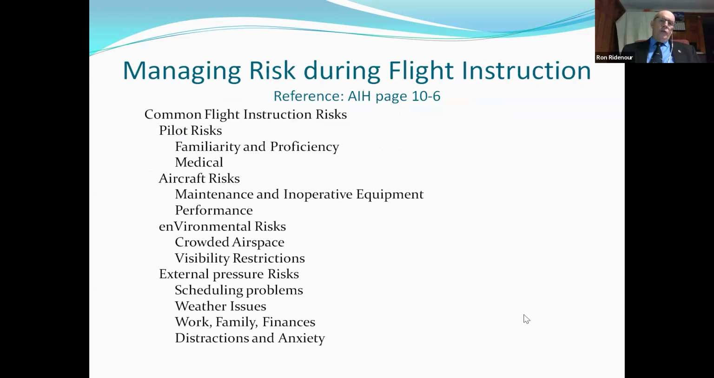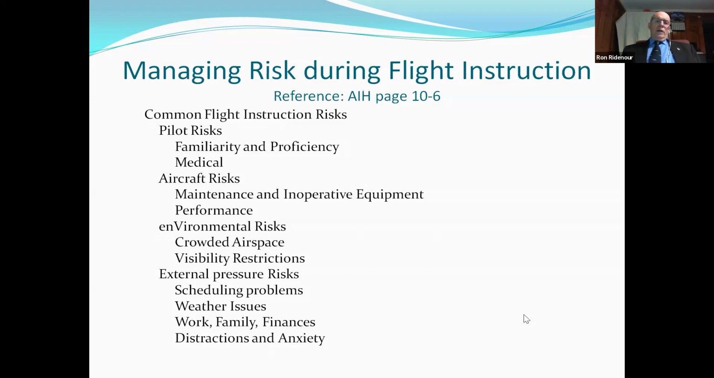So how do we manage risk during flight instruction? There again, you can see the PAVE, and we're going to just talk about it. Pilot risk, familiarity and proficiency. Sometimes pilots aren't as familiar with the aircraft that they're flying as they should be, or not as familiar with the airspace that they're flying in, or not as familiar with the regulations as they should be as far as currency.